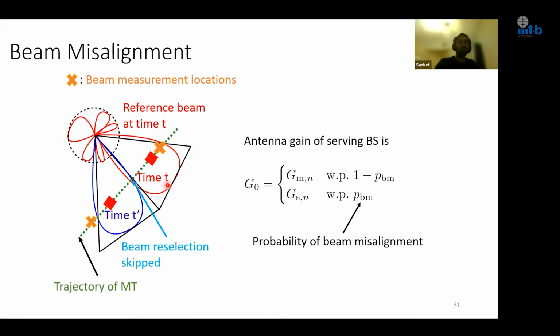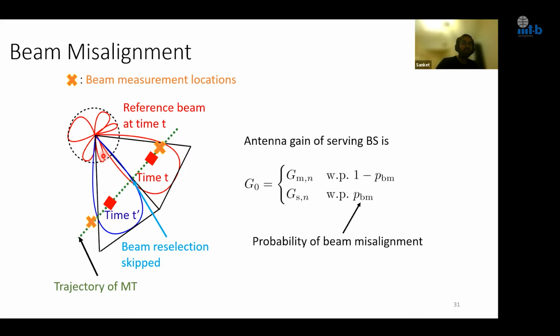But what could happen is, at this point the beam measurement is done and the beam is selected, and this red beam is the best beam at time t. But obviously the user is moving, and if the user is moving very fast, it is possible that before another beam measurement is done, the user has already moved to a new beam, let's say this blue beam. But since measurement is only done at this point, even though the user is now at this point, at time t dash, the user is served by the side lobe of this red beam.